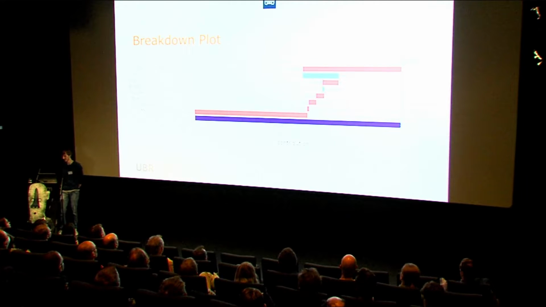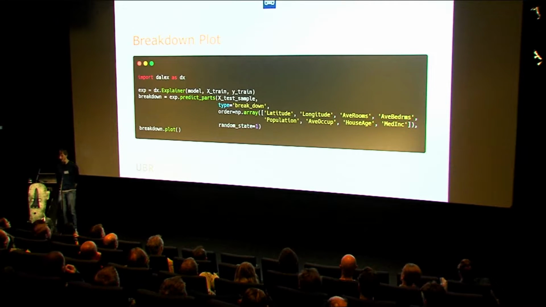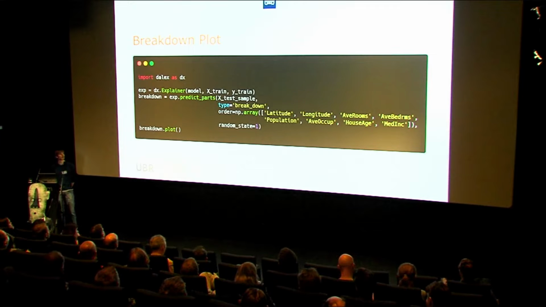So we can see that latitude and median income have quite a big effect on the prediction. And this is very easy to code in Python by using the Dalex package. The Dalex package is a great package for many explainability methods. My next method is also in Dalex.